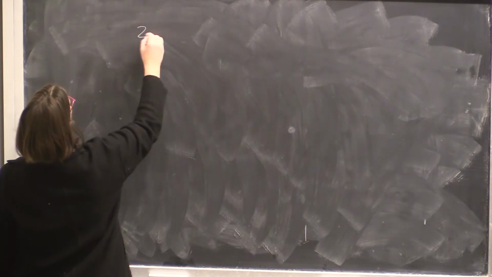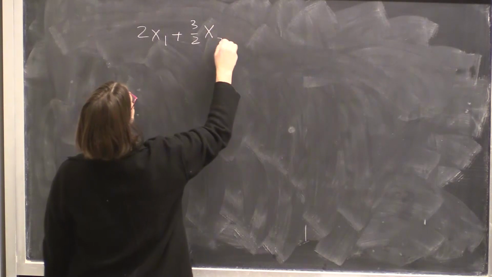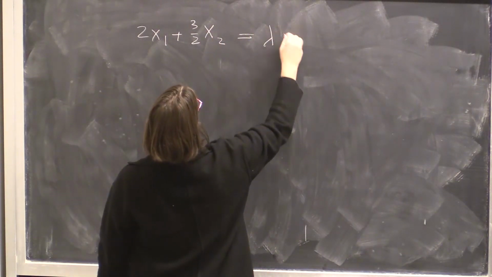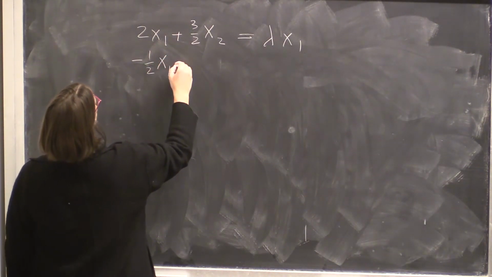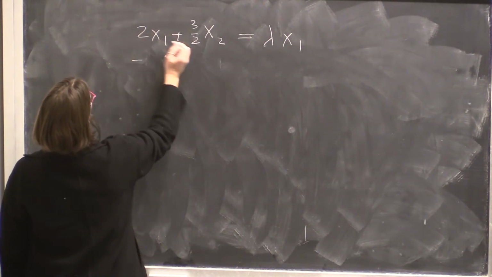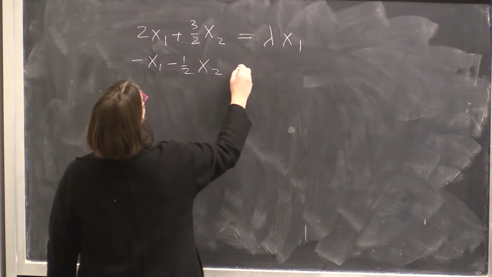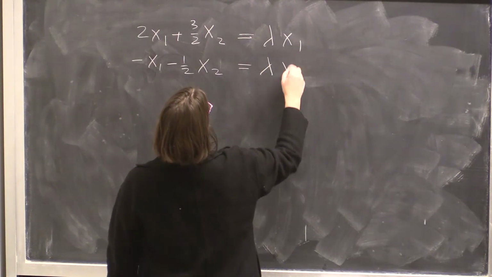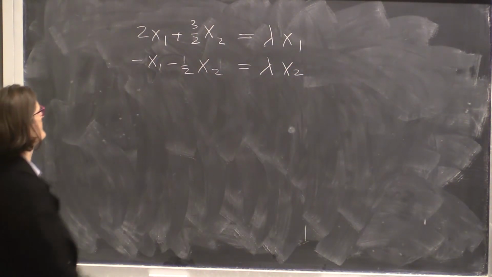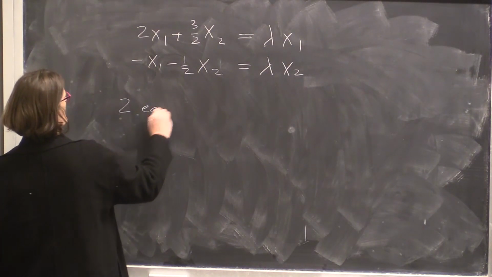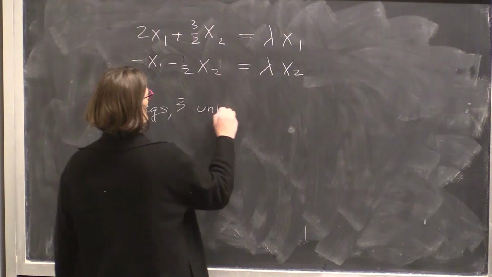Multiplying out the left-hand side, 2x1 plus 3/2 x2 equals lambda x1, and minus x1 minus 1/2 x2 equals lambda times x2. I have two equations. How many unknowns? 3 unknowns.